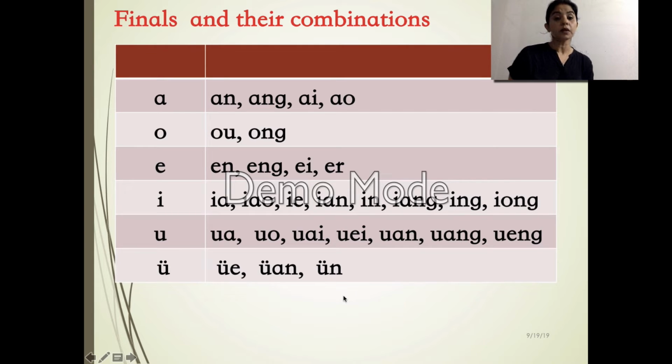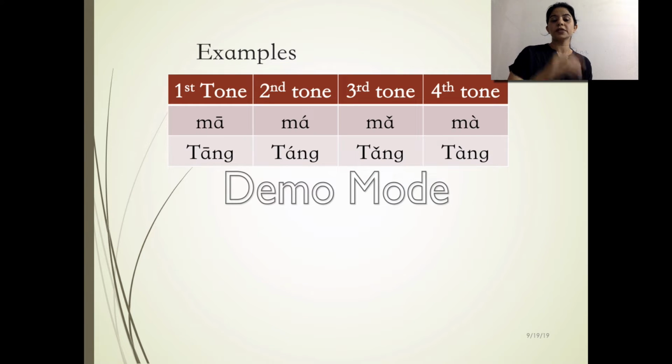Okay. So we saw initials, we saw finals, and next we are going to the tones. Okay, as I told you, there are a total of 4 tones, and how we pronounce them is also different. Like ma, ma, ma, ma. Right? Similarly, this will be thang, thang, thang, thang. Right? Okay, so these are the 3 important parts of a pinyin word which we are going to learn, that is initials, finals, and tones.